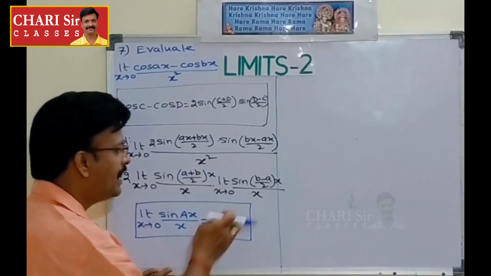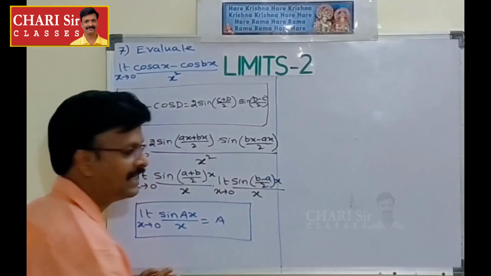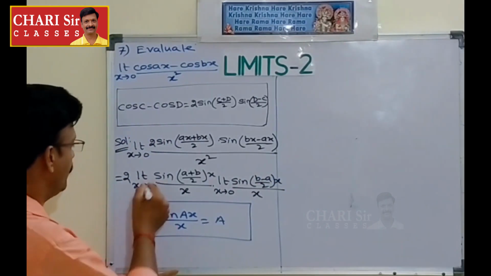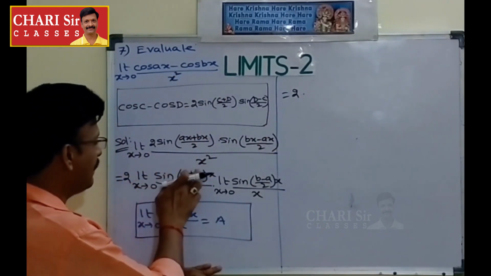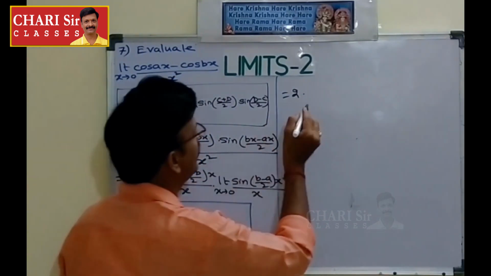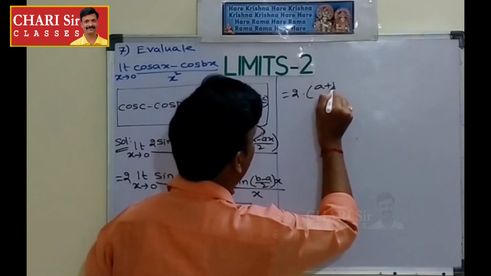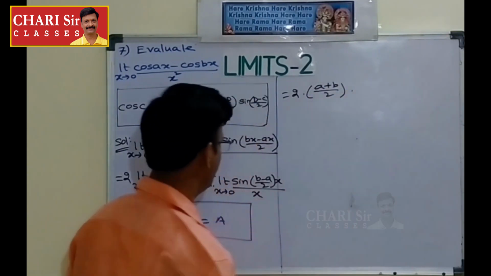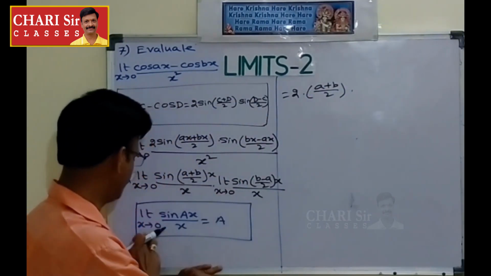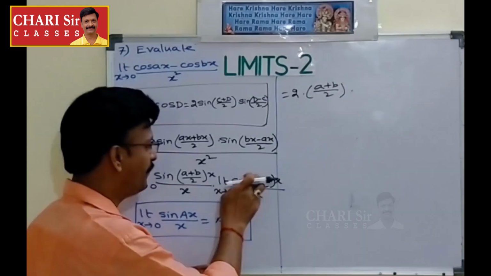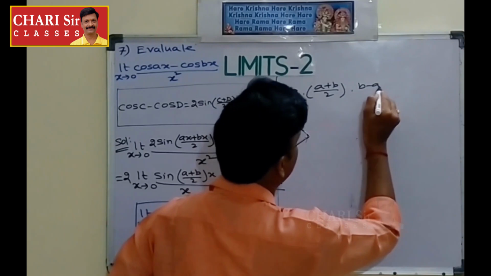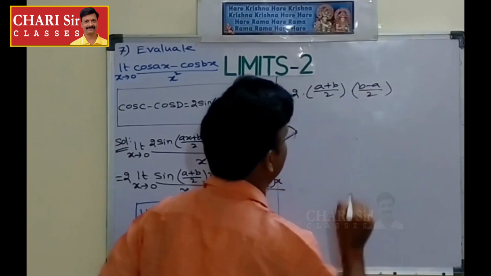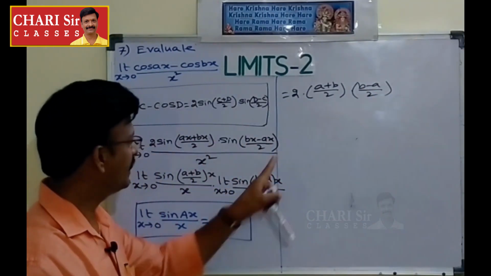A plus b by 2. Here capital B value is how much? B minus a by 2. So now the limit value you can write as 2 into limit x tends to 0 of sin of (a plus b by 2) x by x, which is a plus b by 2, into, in the same way, limit x tends to 0 of sin of (b minus a by 2) x by x, which is b minus a by 2. This is the second function limit value.